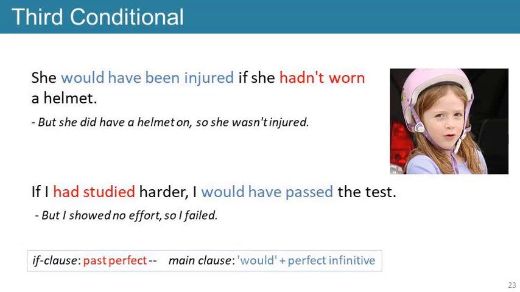In the first case, the prediction or hypothesis is that the girl would have been injured without a helmet. But she did have a helmet on, so she wasn't injured. In the second case, the prediction or hypothesis is that I would have passed the test with greater effort, but I showed no effort, so I failed.